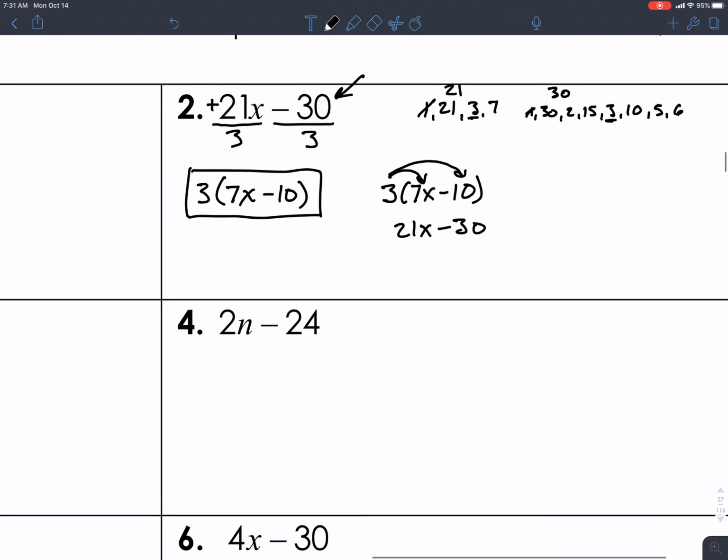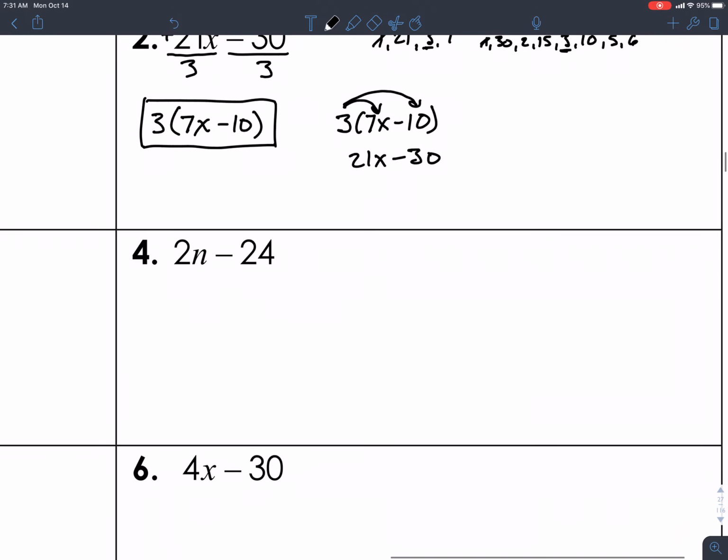Let's look at number 4. I've got a 2 and a negative 24 in here. I got 2n minus 24. This one's pretty simple because the only numbers that go into 2 are 1 and 2. 1 times 2, right? And we're always looking for multiplication, so that's how we factor things. What numbers do we multiply to get these bigger numbers? So obviously it's 2. Hopefully I don't have to write all these out.